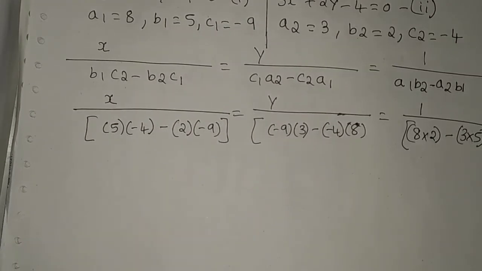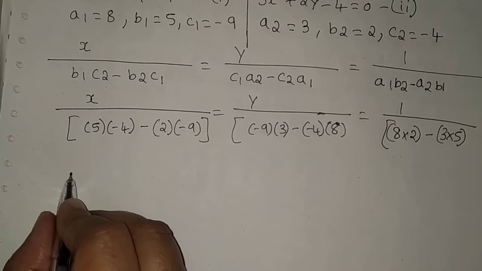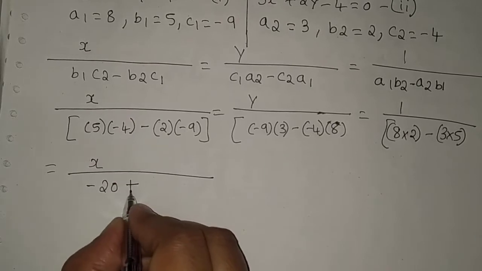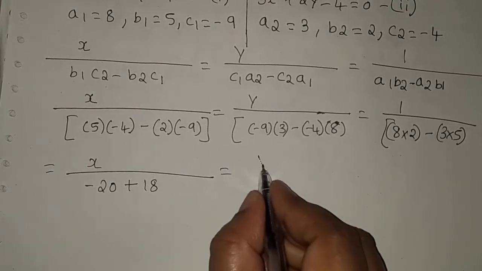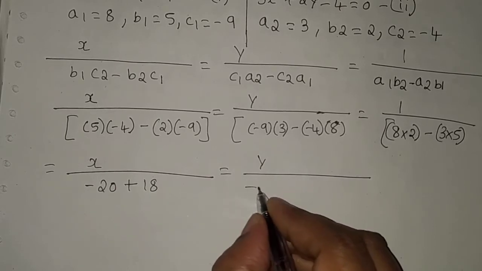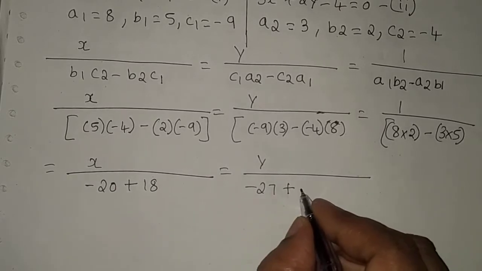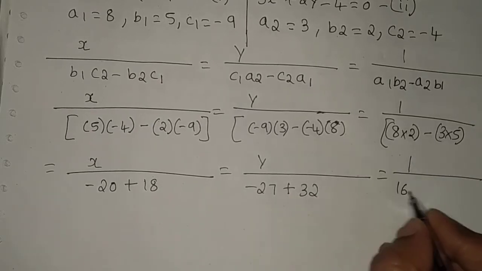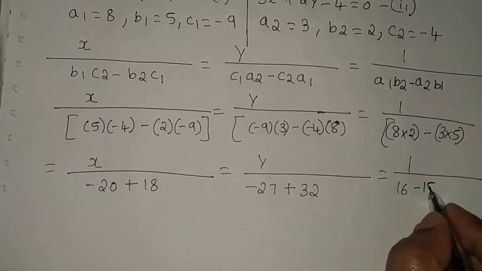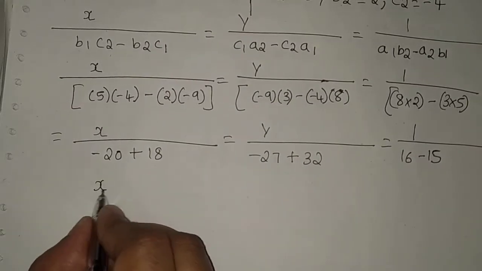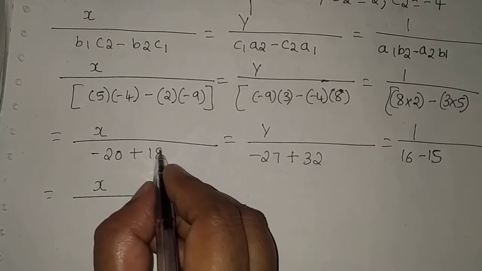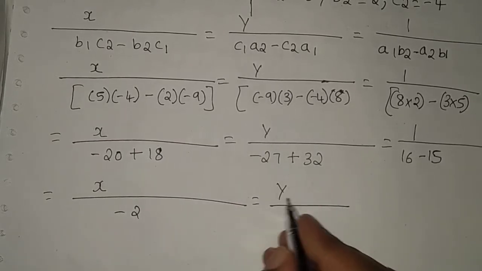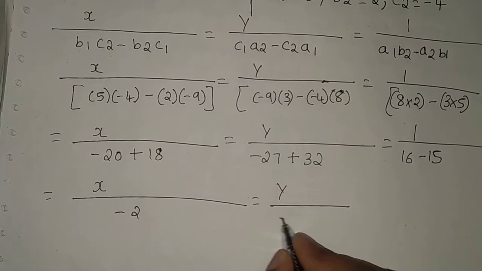Now we simplify this. We get x by (minus 20 plus 9 twos are 18), which is equal to y by (minus 27 plus 8 fours are 32), which is equal to 1 by (8 twos are 16 minus 5 threes are 15). Simplifying again, we get x by (minus 20 plus 18 will become minus 2), which is equal to y by (minus 27 plus 32 will become plus 5).